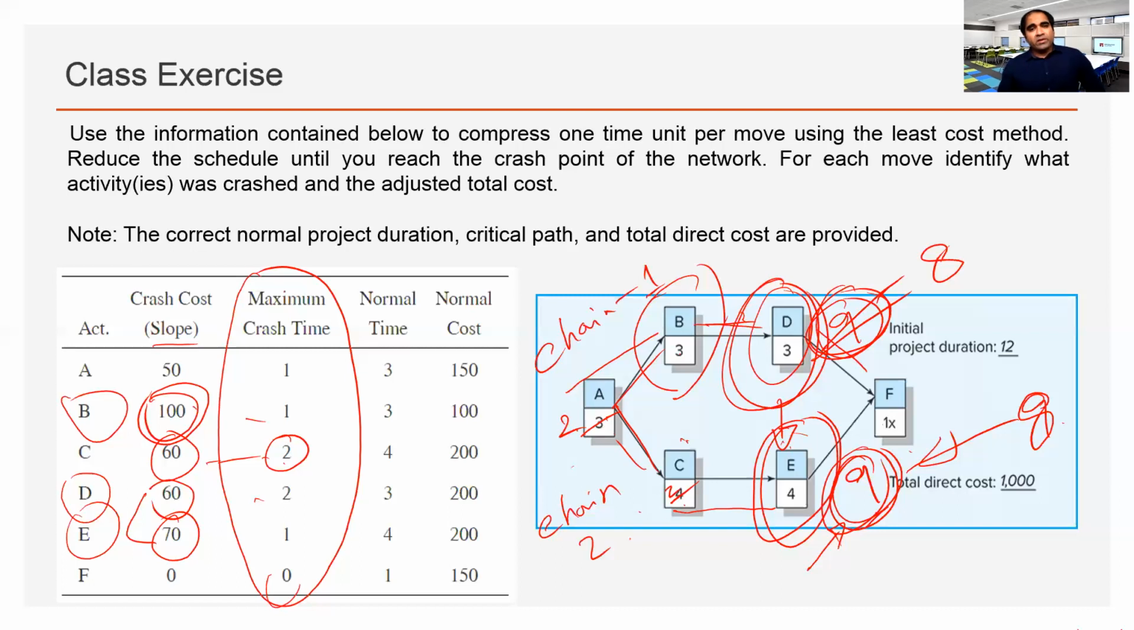We started from A because it was the lowest cost. Also, you need to check whether crashing an activity is actually helping us in reducing the overall project duration. So A is a starting point. If you crash A, that will reduce the duration in both chain 1 and chain 2.